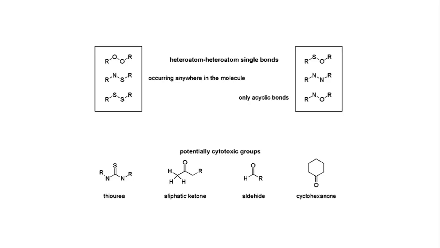So there are certain functional groups that are known to be associated with cytotoxicity. These groups especially include thiourea, aliphatic ketones, aldehydes, even cyclohexanone. Well, if such groups are present in your compounds or your compound library, they can potentially end up with compounds which are cytotoxic in nature. So it is advisable to remove them in earlier stages of your protocol.